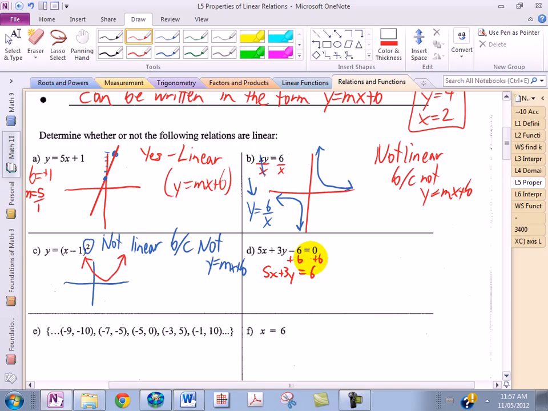So we want the y by itself. Let's get rid of the 5x. How do you get rid of plus 5x, Preet? Minus 5x, good. Okay, and so we have 3y equals minus 5x. What's the sign in front of the 6? Yeah, it's a plus, right? Nothing's changed it, so it's still a plus. What's the last step?